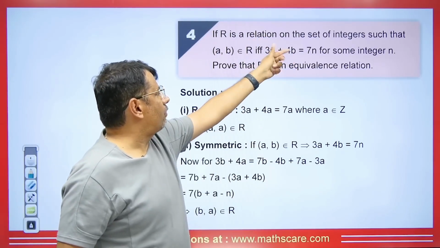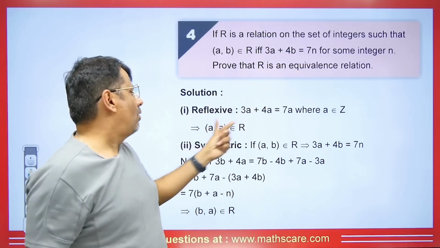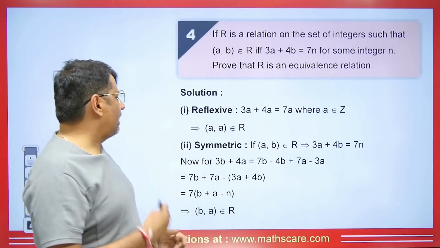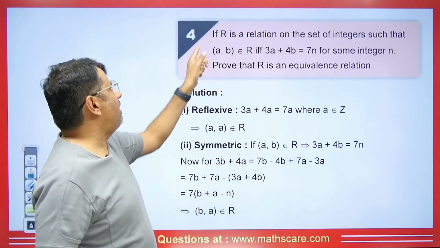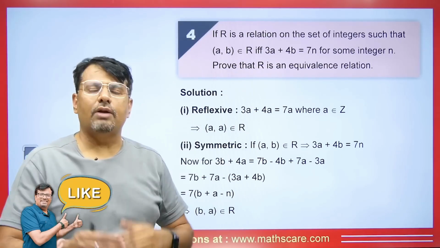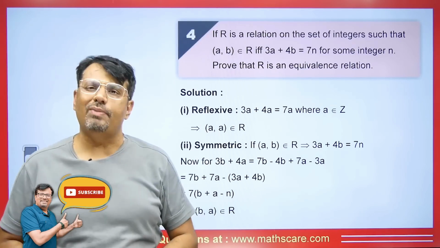If I make it A comma A, then the result will be 7A. Ultimately, it's a multiple of 7. It's a multiple of 7. This means its reflexive will be easily done. Now let's talk about symmetric. Symmetric means that if AB is going to R, then BA should also go to R. If we have AB and BA, they should go to R. If this happens, the relation that we have, it will become symmetric.